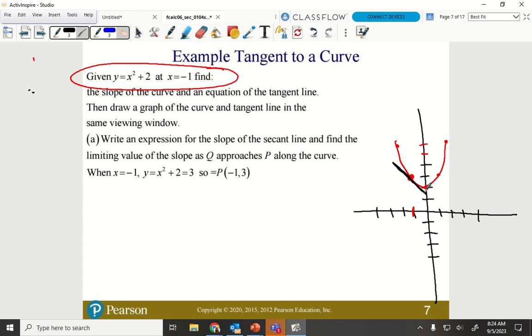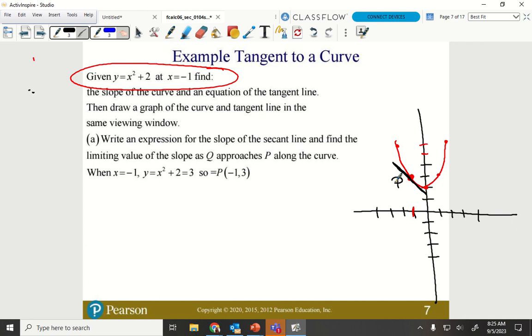Okay, write an expression for the slope of the secant line. Find the limiting value of the slope as Q approaches P along the curve. So I believe they're calling this point P. And this is where I'm going to go really off script here.